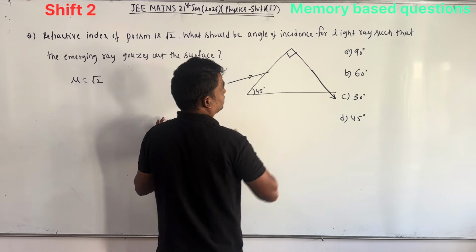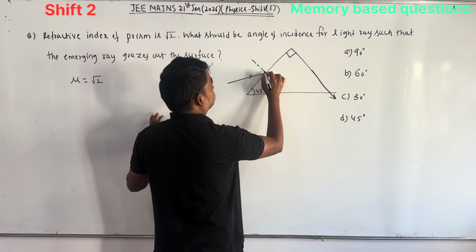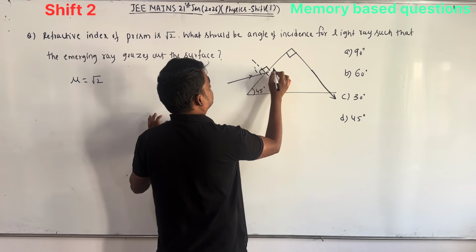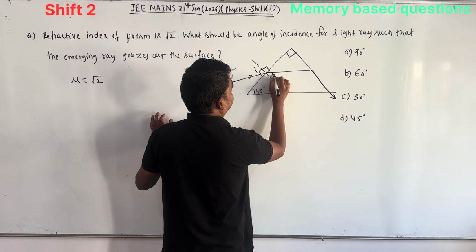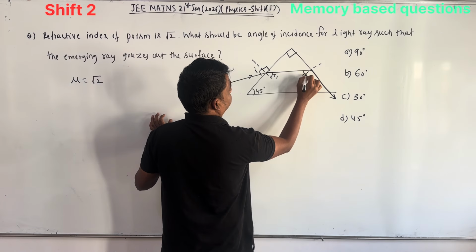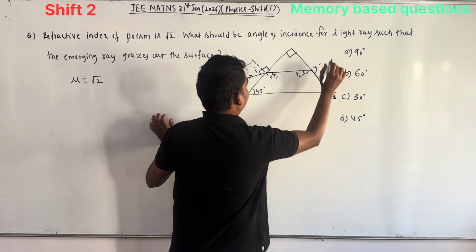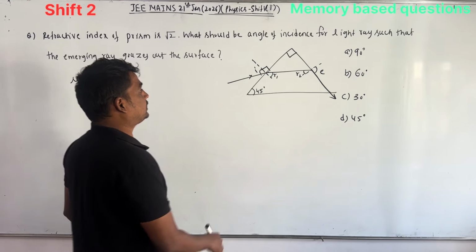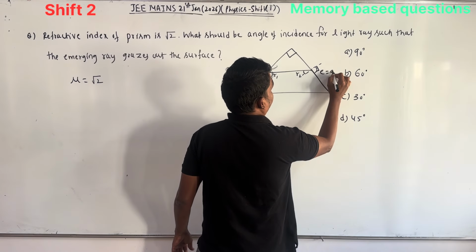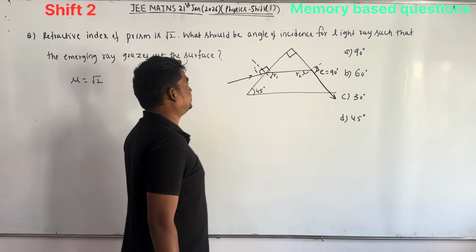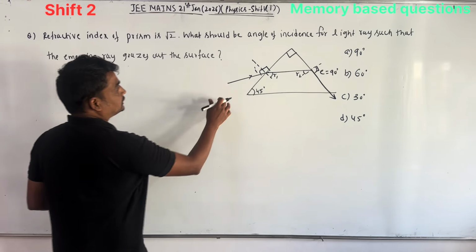Grazes means it will graze the surface. So first the incident ray. This is the normal. This is the angle of incidence. Then it will refract like this. Then this is r1. Then for this normal, this is r2, and this is the angle of emergence. So grazes means the angle of emergence, how much will it become? 90 degrees it will become, with respect to the normal. Now apply Snell's law for two equations, we will get the answer.